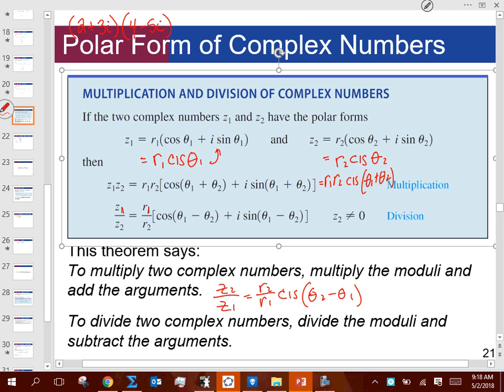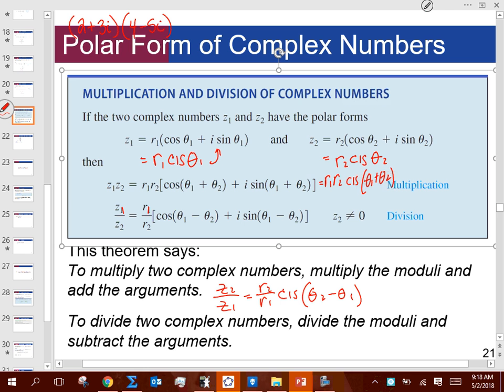Okay. z2 cannot be 0. 0 is a complex number. 0 plus 0i exists in the plane. Okay. It's the intersection of the real axis and the imaginary axis. But when we do division, just like division in the real plane, you can't divide by 0. Okay. But dividing complex numbers in polar form, you divide the moduli in the order that is defined, and you subtract the arguments in the order that is defined.